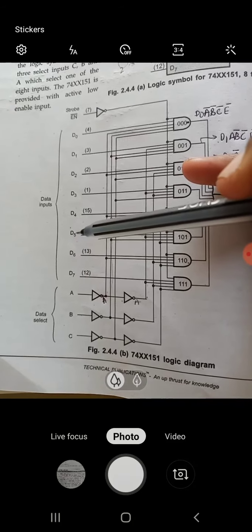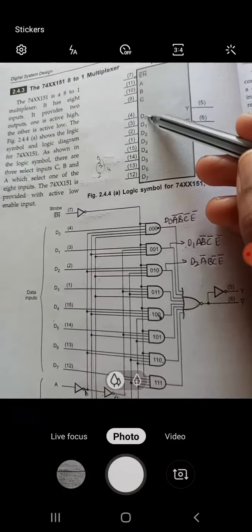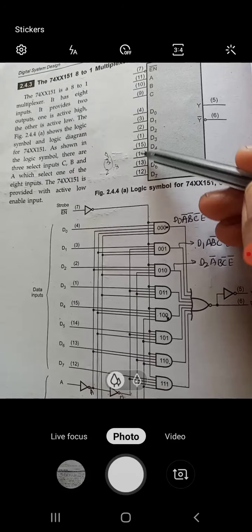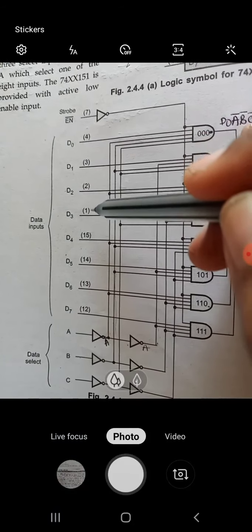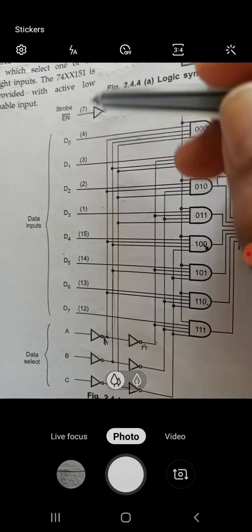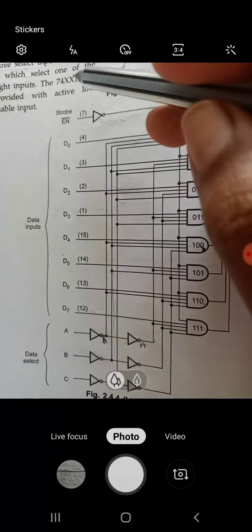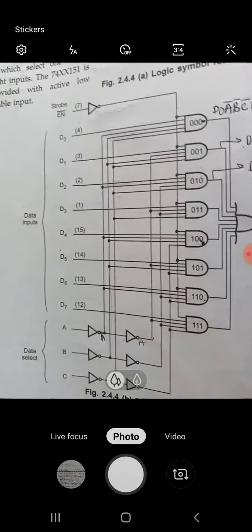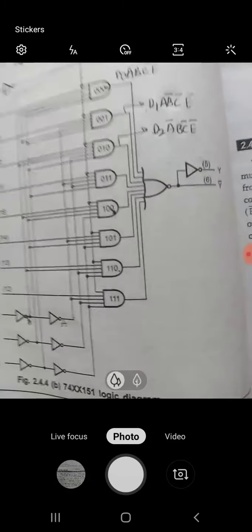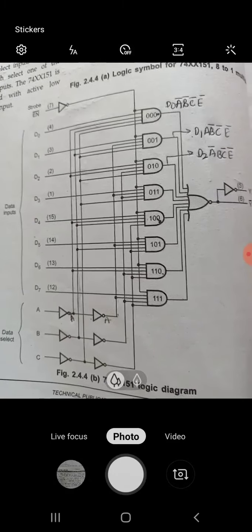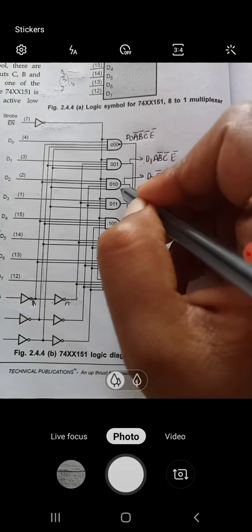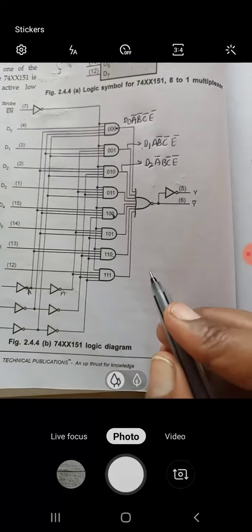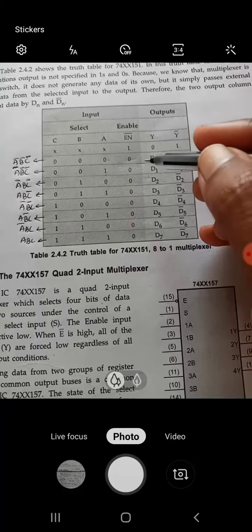They have written pin numbers over here. See here, 4, 3, 2, 1, 15, 14, 13, 12. So I have also written it here, 4, 3, 2, 1, 15, 14, 12 and 13. These are the digital inputs, this is the enable input and these are the select lines. So what is the output you expect? See here. The same logic which is written over here, 0, 0, 0, 0, 0, 1, 0, 1, 0, 0, 1, 1. How did this come from? The table.